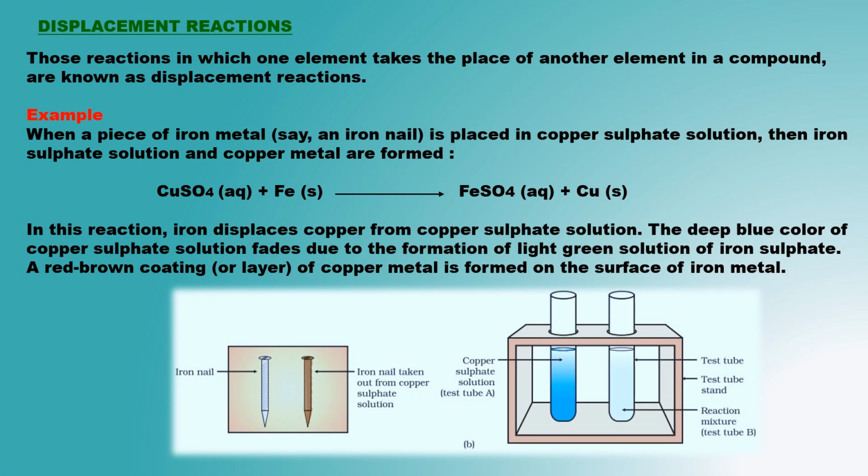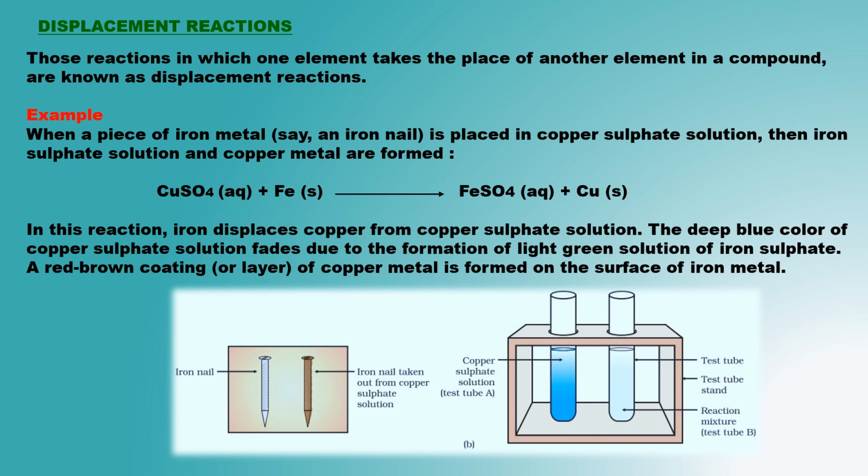Displacement reactions are those reactions in which one element takes the place of another element in a compound. Example: when a piece of iron metal, say, an iron nail, is placed in copper sulfate solution, then iron sulfate solution and copper metal are formed. CuSO4 plus Fe give rise to FeSO4 plus Cu. In this reaction, iron displaces copper from copper sulfate solution.